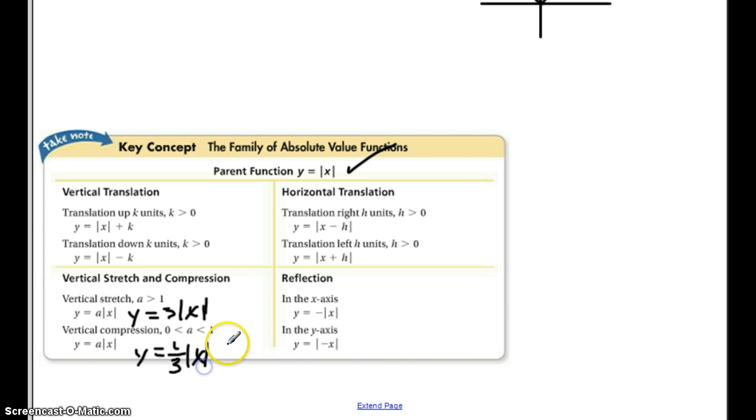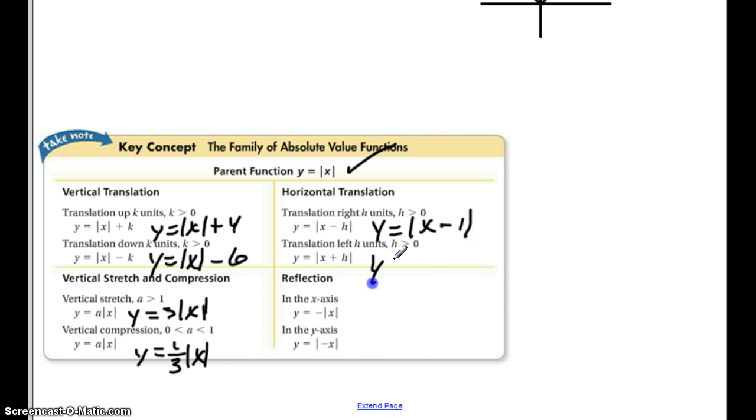Up here again for the vertical translation, a couple quick examples would probably be y equals absolute value of x plus 4, or you could have y equals the absolute value of x minus 6. Horizontal translation, again inside the absolute value. A good example might be y equals absolute value of x minus 1. And another example of a horizontal translation, absolute value of x plus 7.